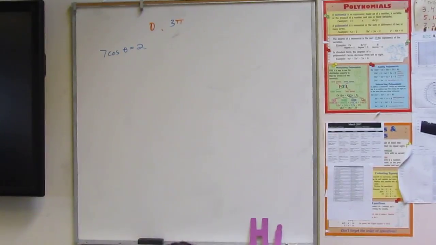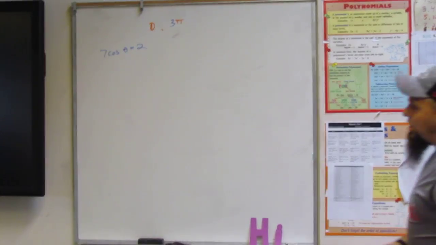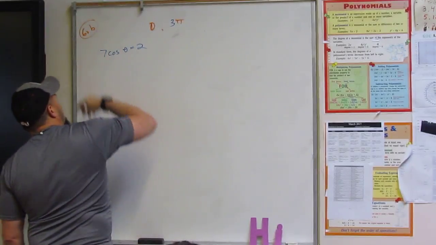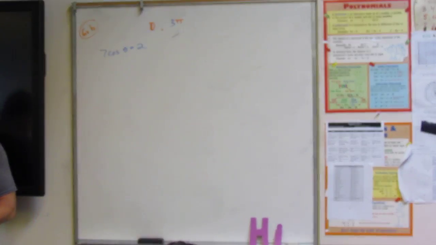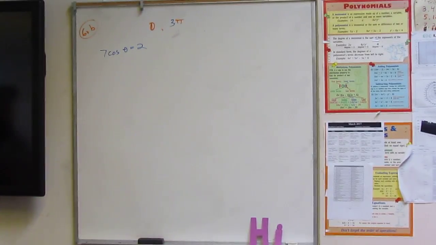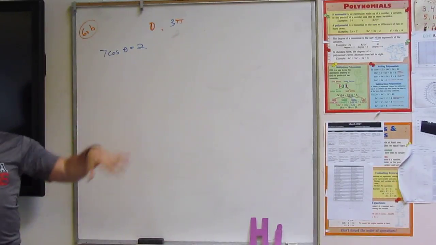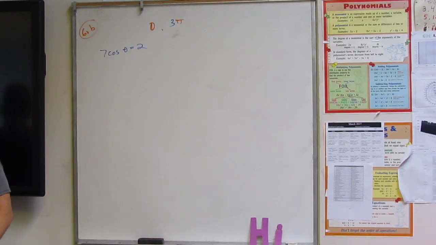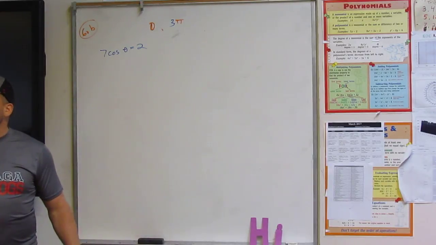All right, so this problem is a lot like the last one. So we're going to call this 60B. Try to get an understanding of what's going on. So instead of going from 0 to 2 pi, we're going to go a little harder. We're going to go from 0 to 3 pi. We have to know what that means.